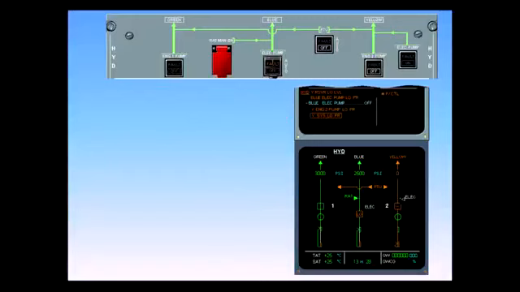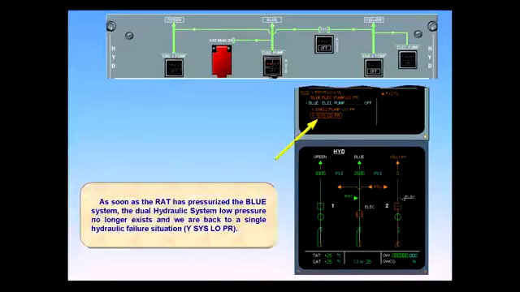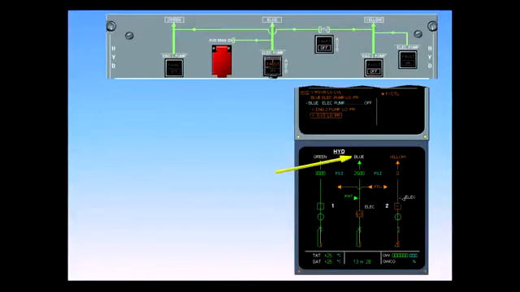As soon as the RAT has pressurized the blue system, the dual hydraulic system low pressure no longer exists, and we are back to a single hydraulic failure situation, yellow system low pressure. Observe that the blue system indication on the ECAM hydraulic page changes from amber to white. The system is pressurized by the RAT and available for the users.